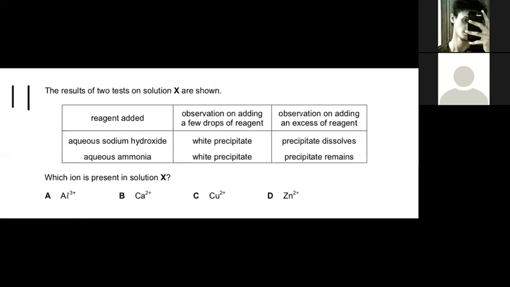Question 11. The results of two tests on solution X are shown. Which ion is present in solution X? Now, adding sodium hydroxide to solution X gives a white precipitate which dissolves, while with ammonia, a white precipitate is formed that remains and does not dissolve. Copper cannot be the right answer because copper's precipitate is blue. Zinc's precipitate dissolves in both ammonia and sodium hydroxide. Calcium does not produce a precipitate in aqueous ammonia. Therefore, aluminum is the correct option.